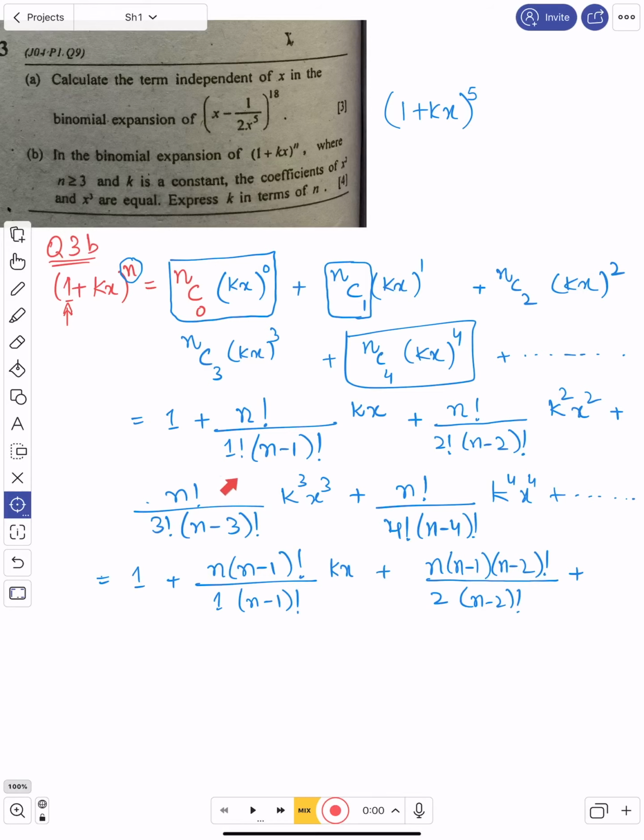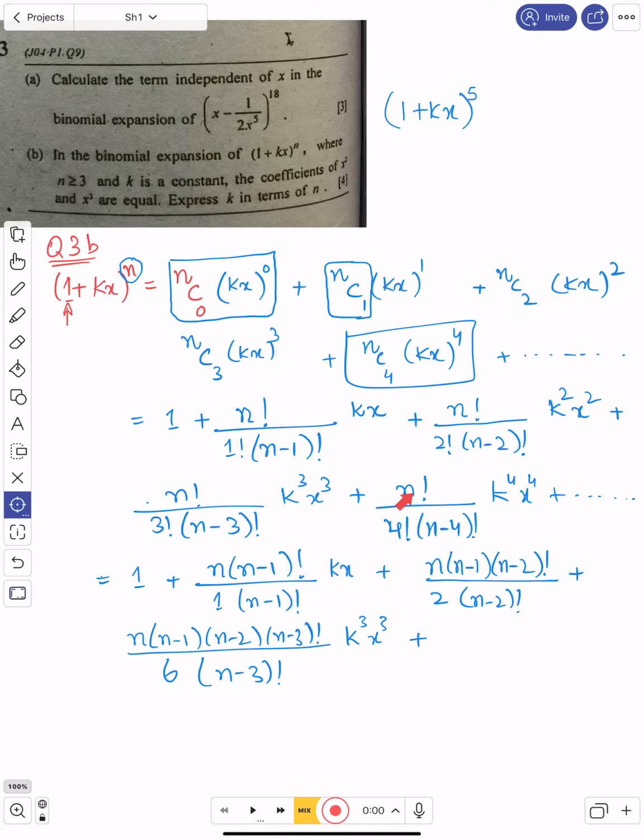How can I interpret it? So it's going to be, what is there in the denominator, n minus 3 factorial. So in the numerator I have to expand till n minus 3, n minus 1, n minus 2, and n minus 3 factorial. 3 factorial is 6 and n minus 3 factorial, and the variables.